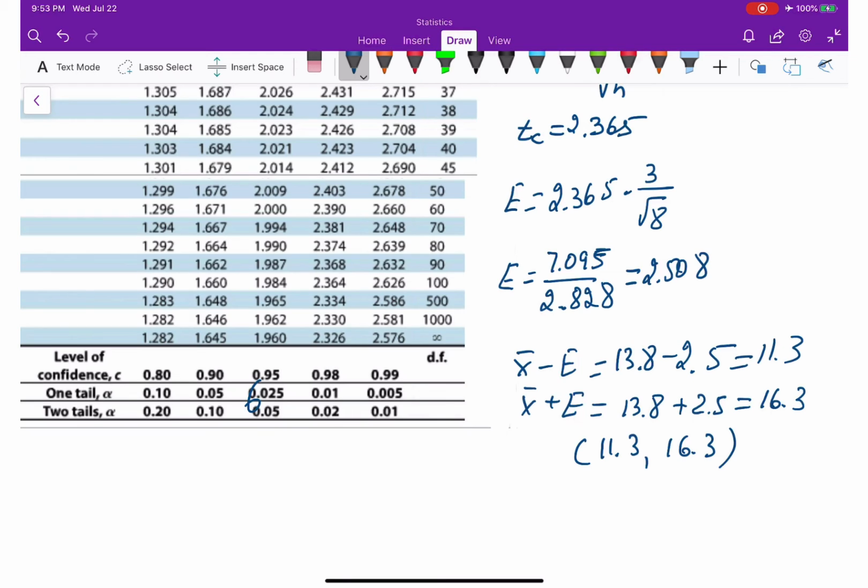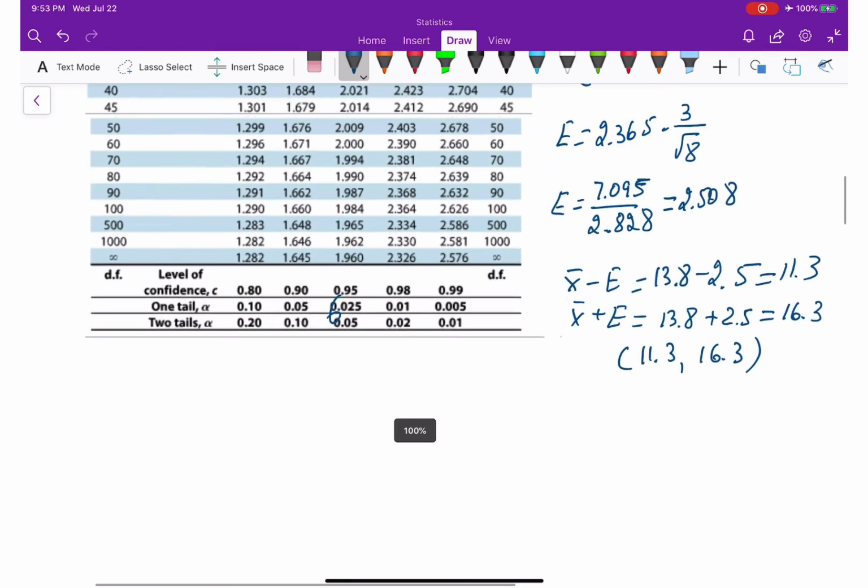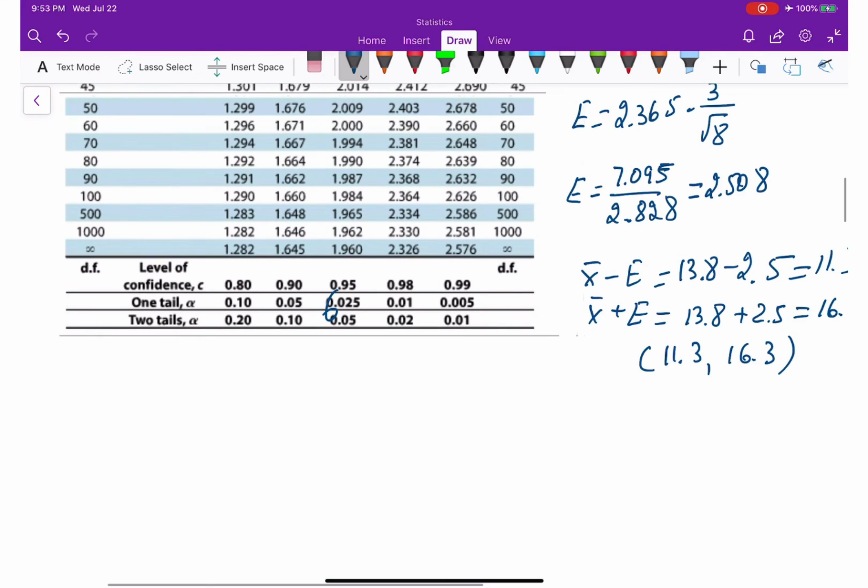All right. Next one. Similar problem. Again, we need to construct the confidence interval for the population mean, mu, using t-distribution and assuming the population is normally distributed.